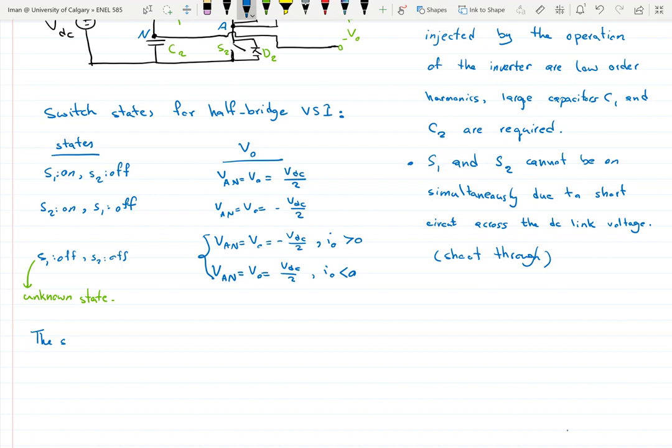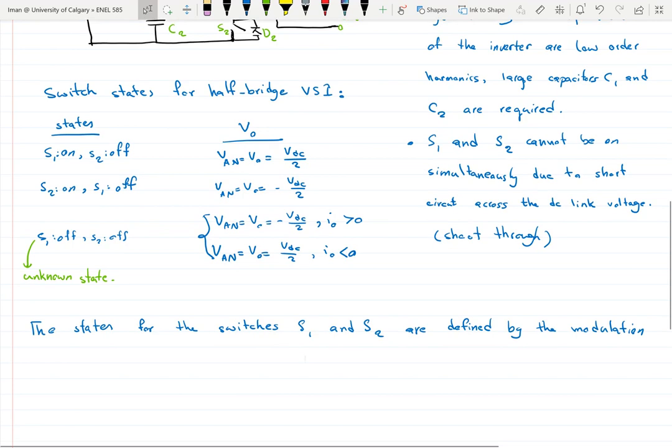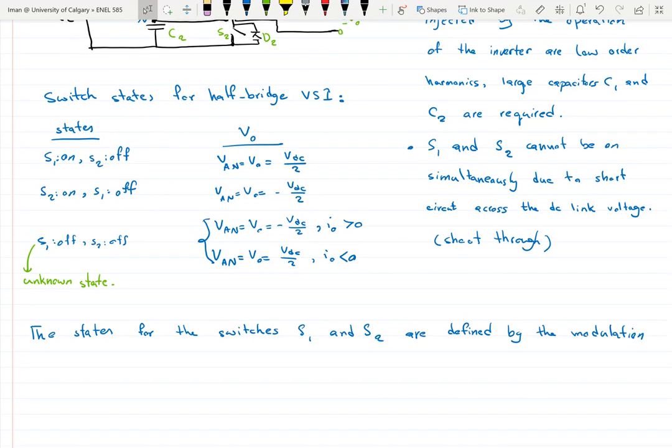Now the states for the switches S1 and S2 are defined by the modulation technique.